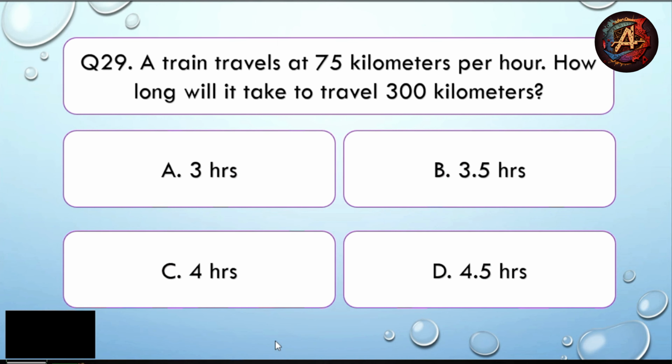Question number 29. A train travels at 75 kilometers per hour. How long will it take to travel 300 kilometers? Is it A, 3 hours, B, 3.5 hours, C, 4 hours, or D, 4.5 hours? I'll give you 5 seconds.